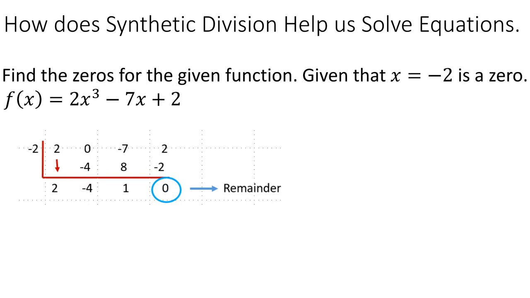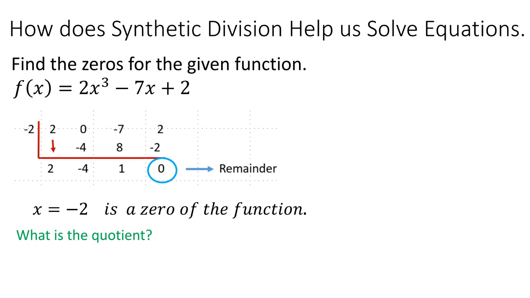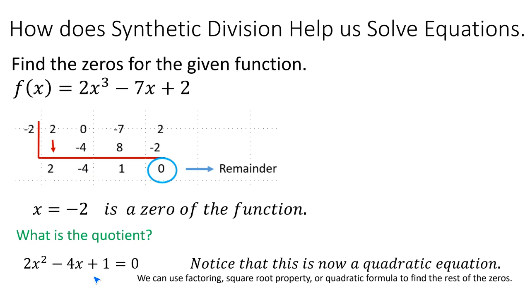Okay, so now we take our quotient. So what is our quotient going to be? Let me go ahead and show you here. So this would be 2x squared minus 4x plus 1. And so now notice that your quotient is now quadratic. Since it's quadratic, now you have more options. You can factor, maybe use the square root property or the quadratic formula. So you have different options here.